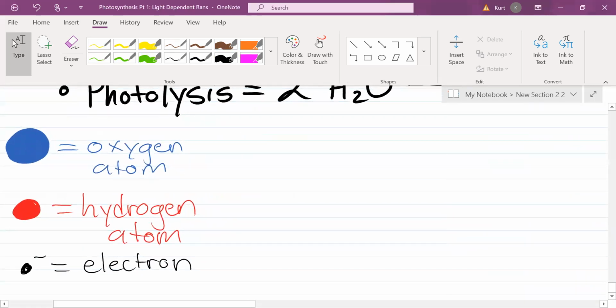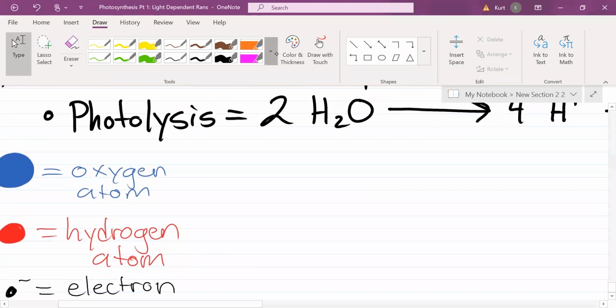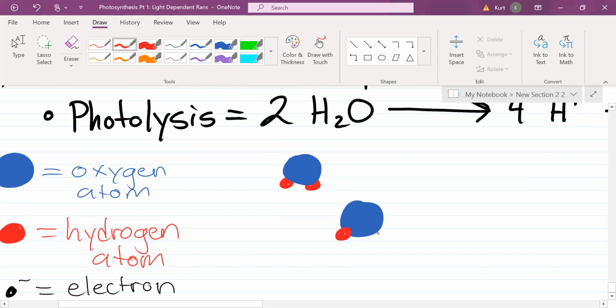So when we have a water molecule, and in fact, we have 2 water molecules here, that means there's going to be 1 oxygen atom per, and there's going to be 2 hydrogen atoms, 1, 2 there, and 2 there. I just drew two water molecules. Each water molecule has one atom of oxygen, two atoms of hydrogen. That's why it's called H2O.